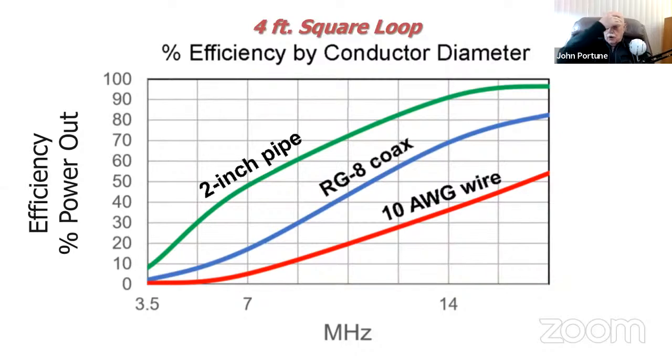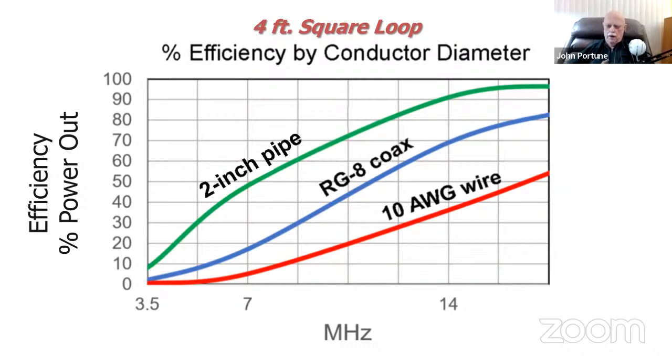Here's my 4-foot square loop. This is a diagram or a chart based on my 4-foot square loop. Suppose you make it out of 3 different size conductors. 2-inch pipe, which you'll see is a kind of magic size. Or you do what a lot of loop builders do, build it out of RG8 coax, which they think, oh, that'll make a great magnetic loop. No, it does not make a great magnetic loop. Or some of them are dumb enough to use number 10 wire and stick it inside of a PVC frame.